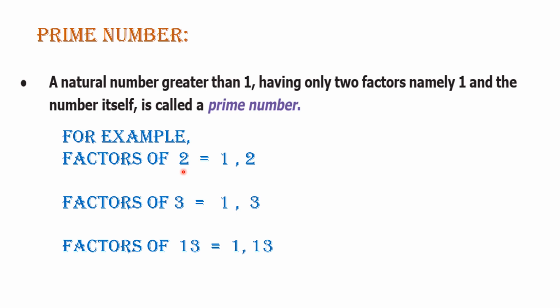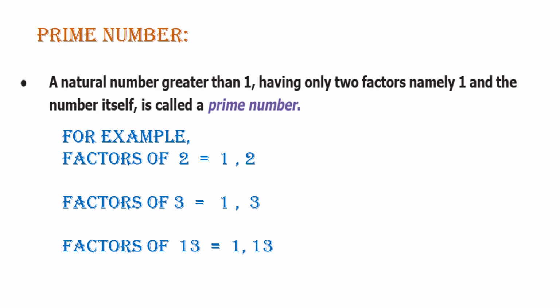1 twos are 2, no other factors. So only 2 factors, that is 1 and the number 2 itself. So 2 is a prime number. Similarly 3. 1 and the number 3 itself. So 3 is a prime number. And 13. 1 and 13 itself. So 13 is a prime number.